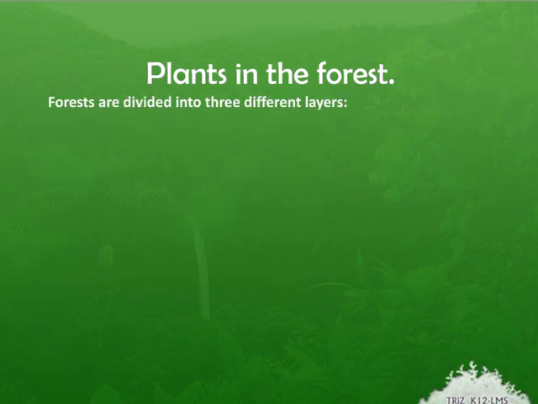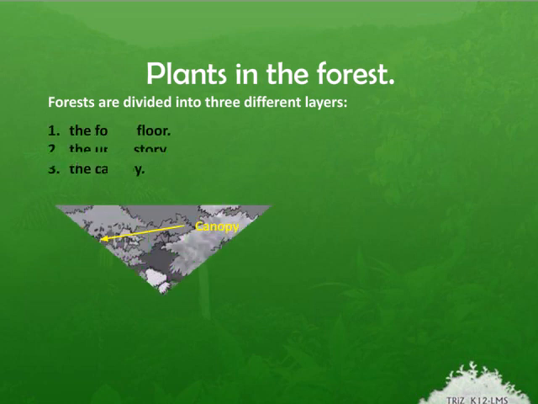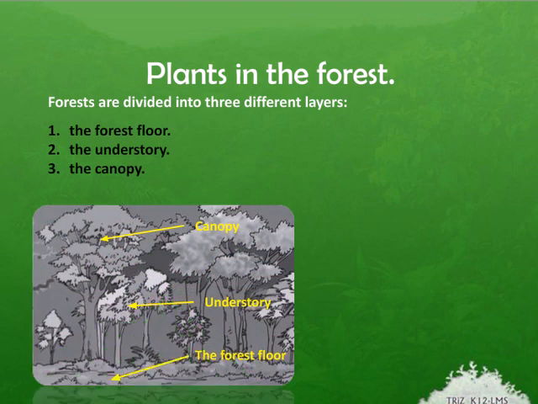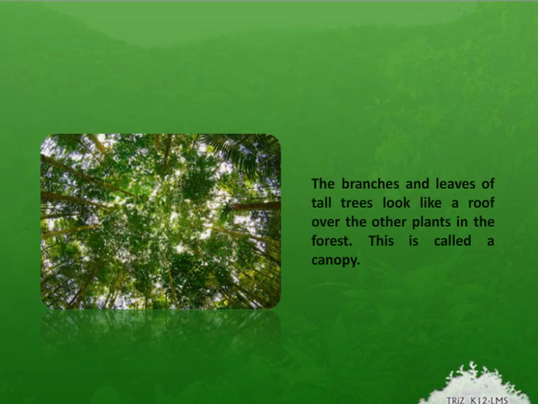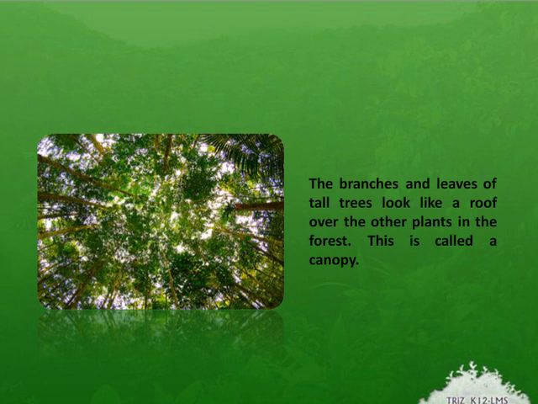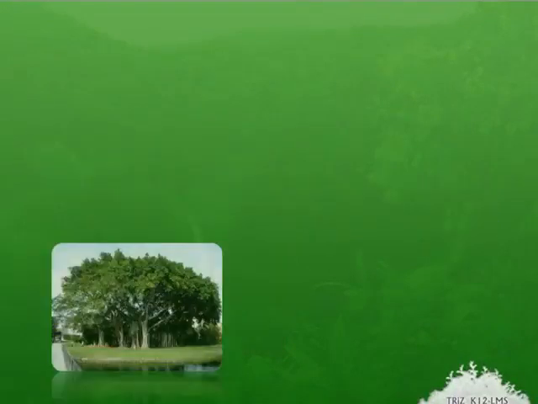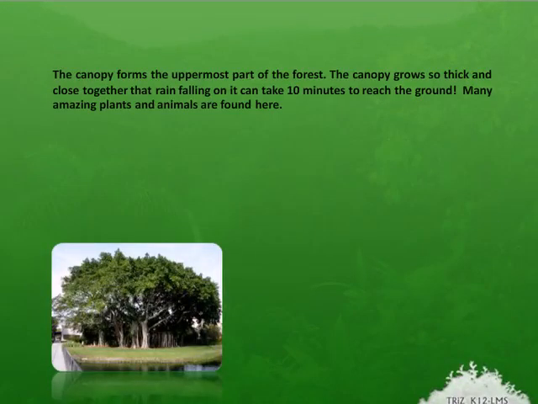Forests are divided into 3 different layers: the forest floor, the understory, and the canopy. The branches and leaves of all tall trees look like a roof over the other plants in the forest. This is called a canopy. The canopy forms the uppermost part of the forest. The canopy grows so thick and close together that rain falling on it can take 10 minutes to reach the ground. Many amazing plants and animals are found here.